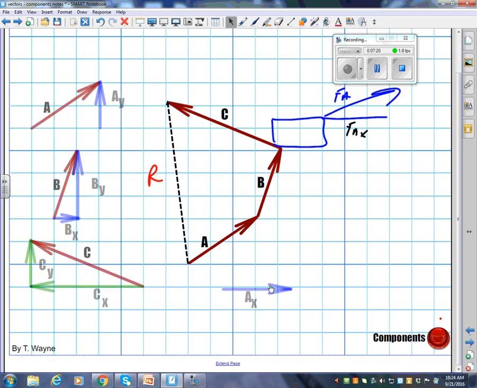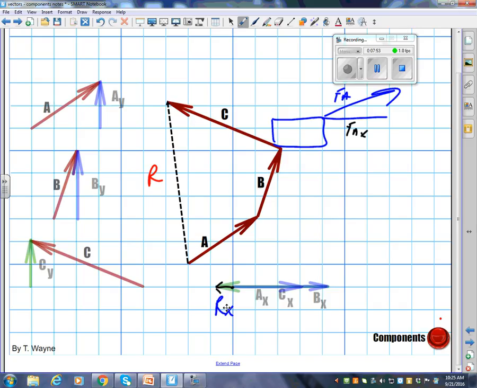Okay, now what if I just add all the X's together? I'll start here. X and X. And then now what do I do with this one? Do I have to flip it? Just tip to tail, right? So I'm just going to put the end of it where? Right there. Which makes my Rx from where to where? Let's put it in black. From where we started to where we ended. That is my Rx, right? All I've done is added all the X's.